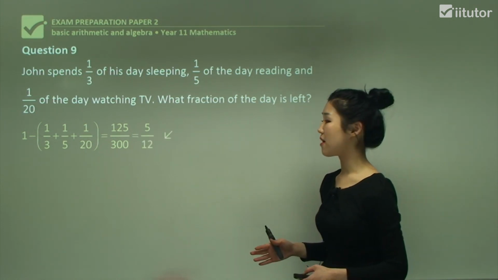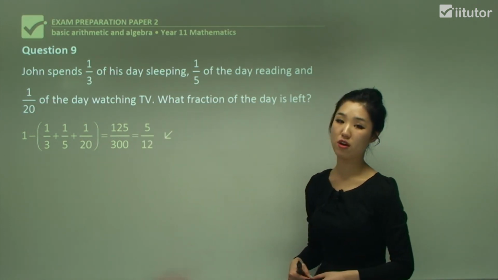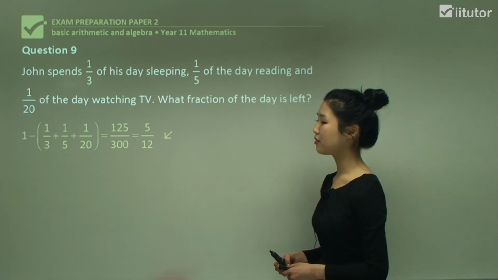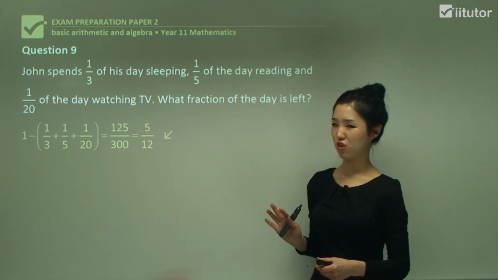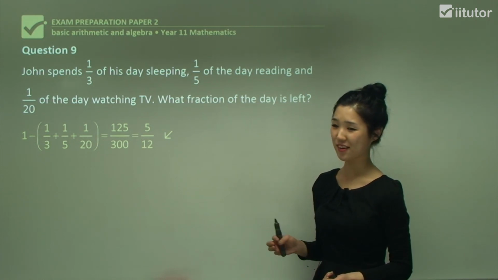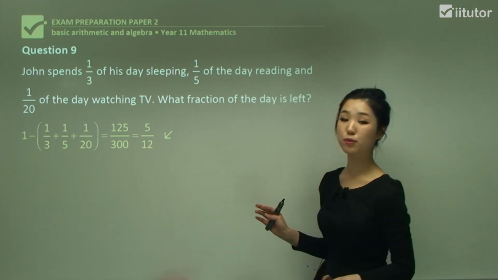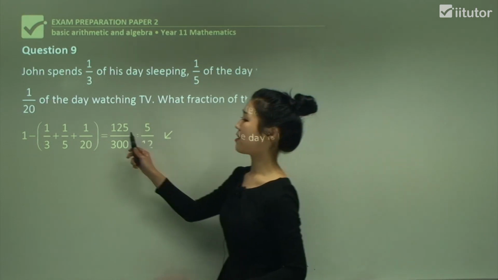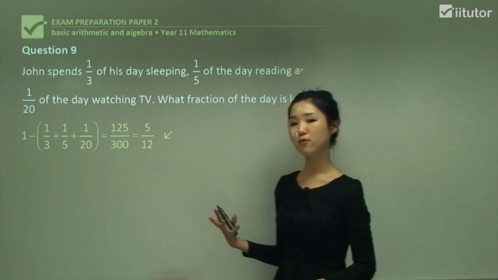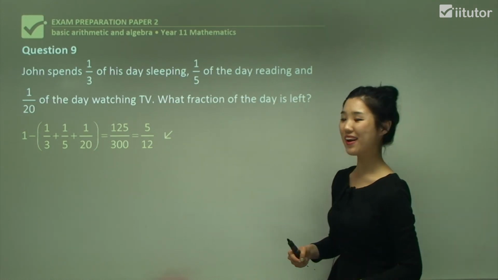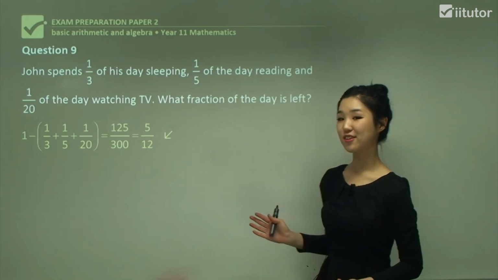Or you can simplify this further to 5 on 12. Okay, so 5 on 12 should be your final answer. And I don't think I really need to go through the simplification as well, right? So just spend a little time on your own doing those. But otherwise, this is the key point here, okay? Subtracting all of those proportions from 1. Alright, so that was question 9, and that concludes part 1.